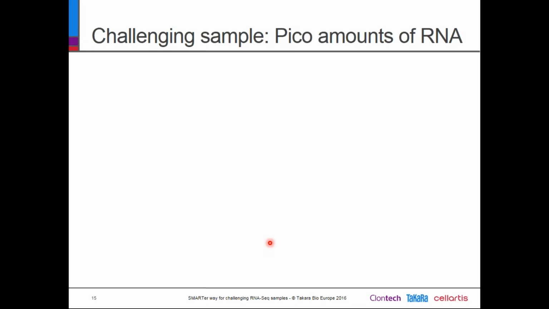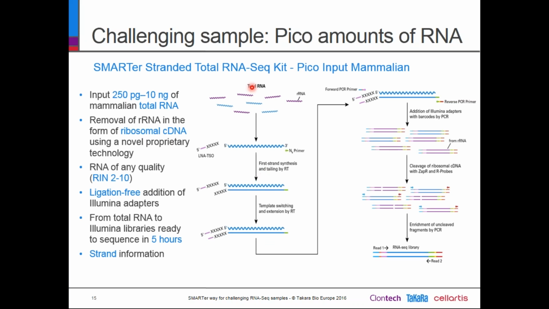So in this case, when you have these pico amounts of RNA, we have developed a new solution called the SMARTer Stranded Total RNA-Seq Kit Pico Input Mammalian, which is compatible with as low as 250 picogram of mammalian total RNA. And the originality of this kit is that instead of trying to deplete the total RNA from ribosomal RNA, we are going to do a reverse transcription of the whole population in this PICO kit, and then do the depletion of ribosomal sequences on the cDNA level.